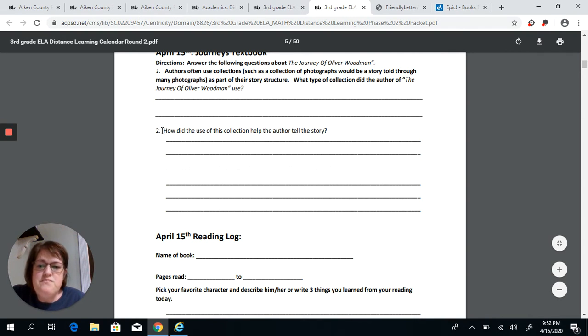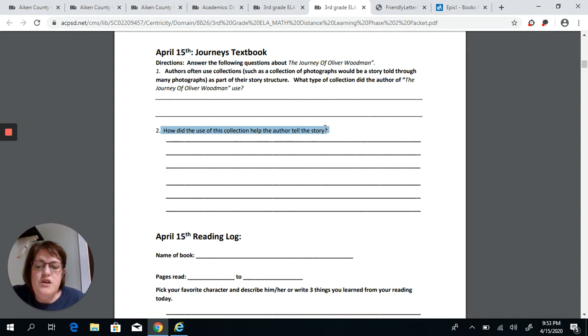Now, in number 2, it says, how did the use of this collection help the author tell the story? So how did the author use this collection of letters to tell the story? Think about why the author used the letters to tell the story. How did it make the story interesting? But what were you able to learn through the collection of letters? So think about that as you answer that question. Now, you should answer it in 2 to 3 complete sentences. 2 to 3 complete sentences.